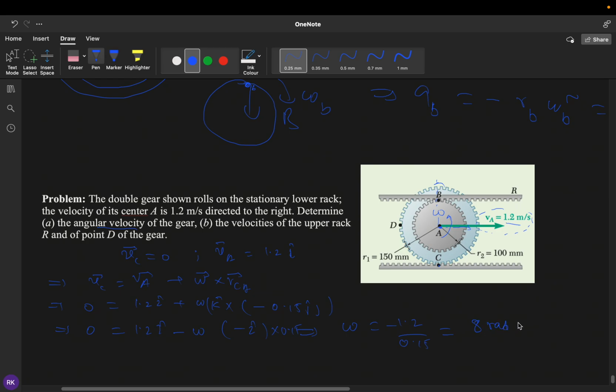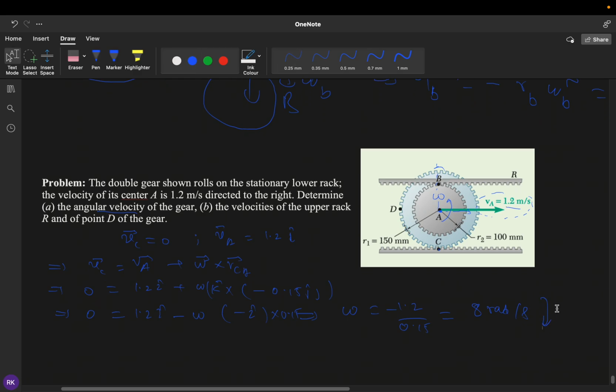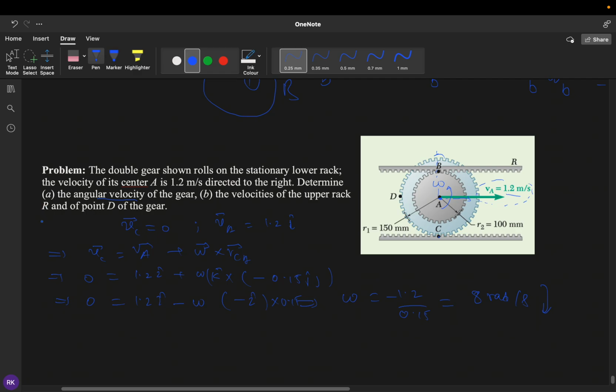8 radian per second. Okay, and the direction is what? In this direction. Is that good? This is for part A. Now we are moving to part B.